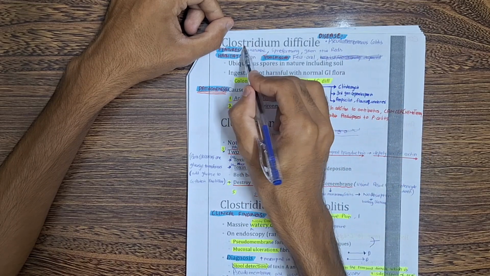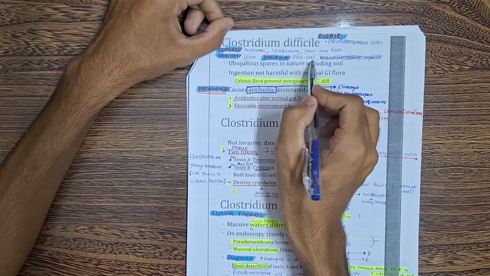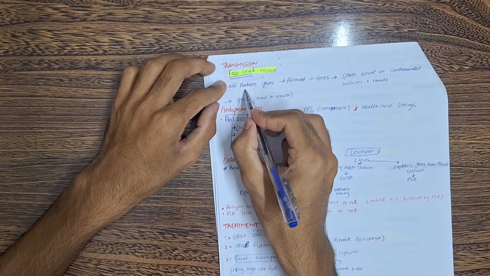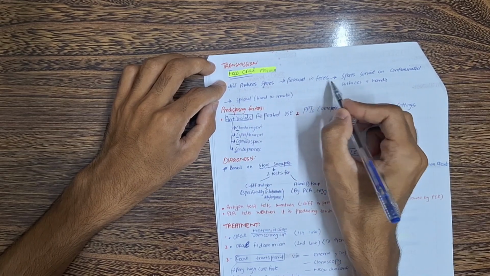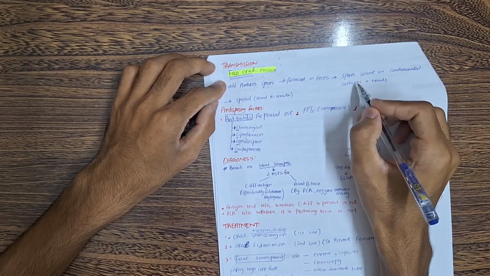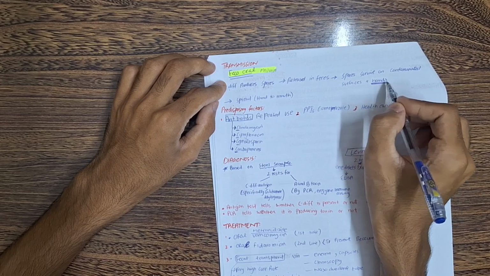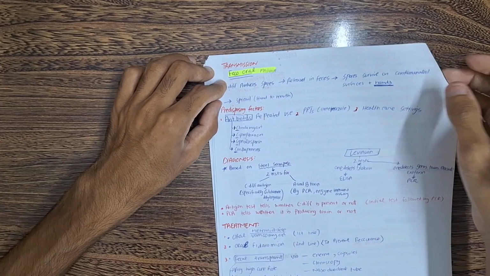The habitat of Clostridium difficile is the colon and its transmission is feco-oral. By feco-oral I mean that Clostridium difficile produces spores. These spores are released in the feces. Spores survive on contaminated surfaces and on hands if they are not properly washed, due to which the spread occurs from hand to mouth. Right?